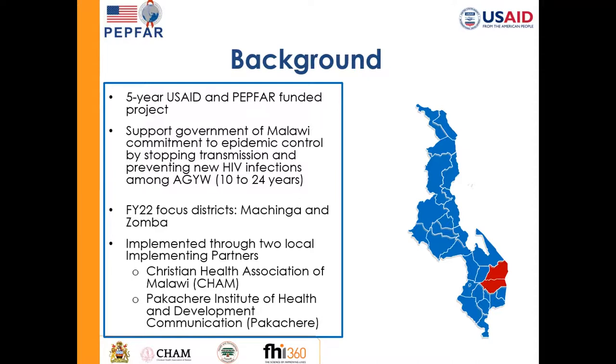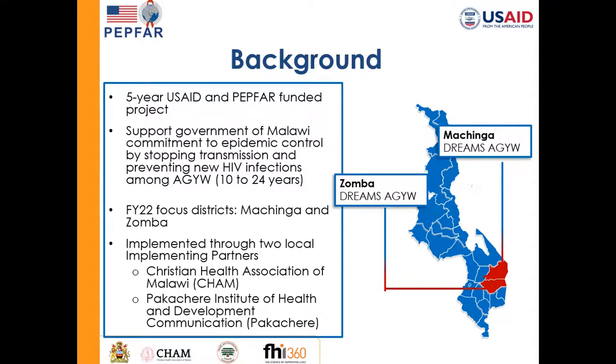The project is being implemented in collaboration with different local implementing partners, with Family Health International 360, FHI 360, being the prime partner. Then we have the Christian Health Association of Malawi, commonly known as CHAM, as one of the sub-partners, and the Pakachere Institute of Health and Development Communication being the second partner that we are working with. The project is part of the USAID DREAMS project, which focuses on adolescent girls and young women.